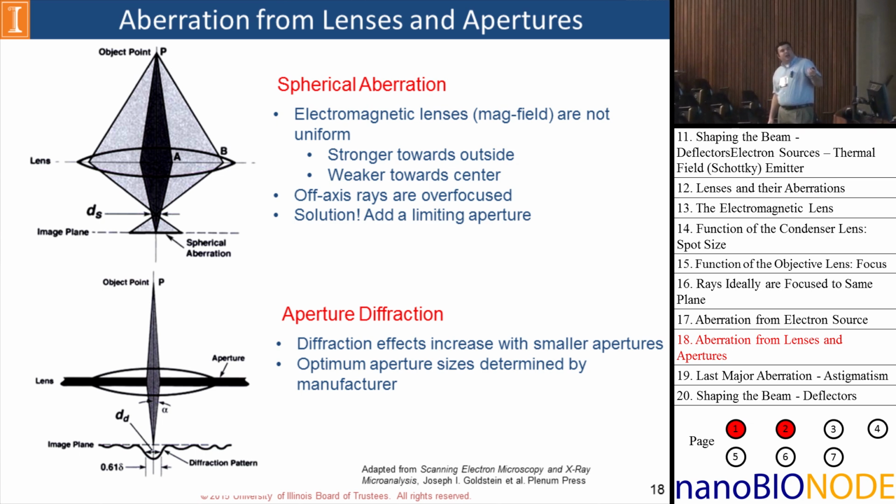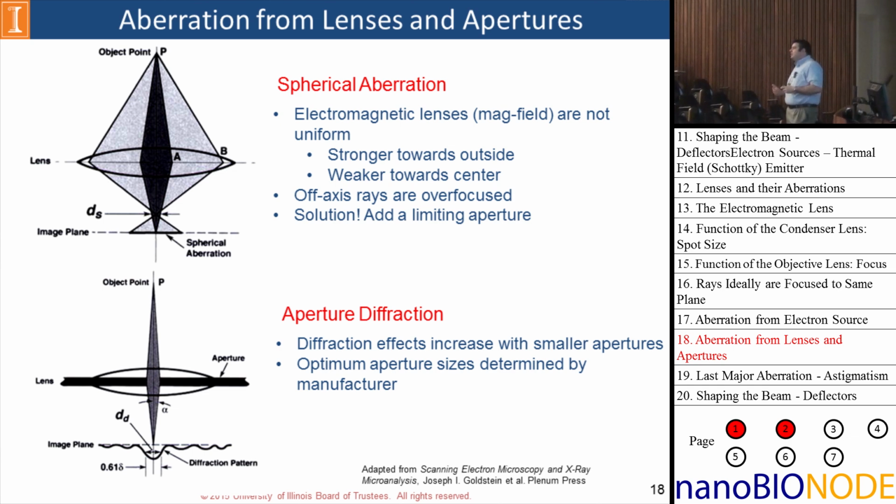But basically the idea is that the magnetic field is not uniform, stronger on the outside, weaker towards the center. Off-axis rays tend to be over-focused. The solution to this is just cut them off. Just get rid of them. Why do we need these? They're reducing our resolution. So now we come to aperture diffraction.